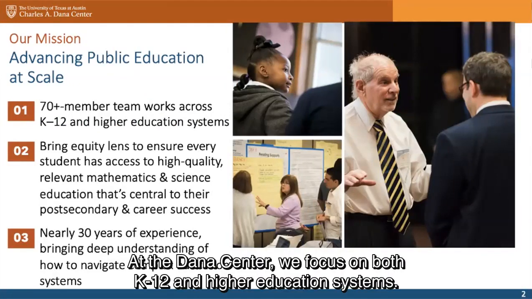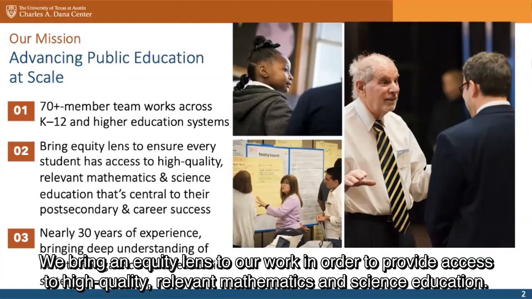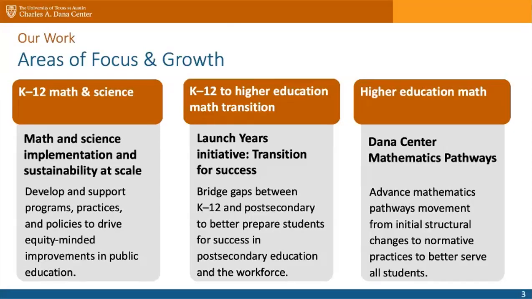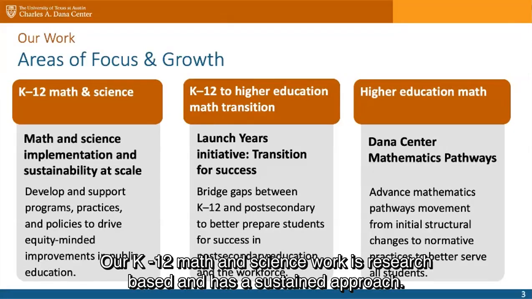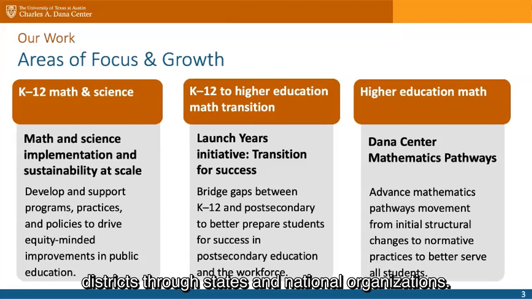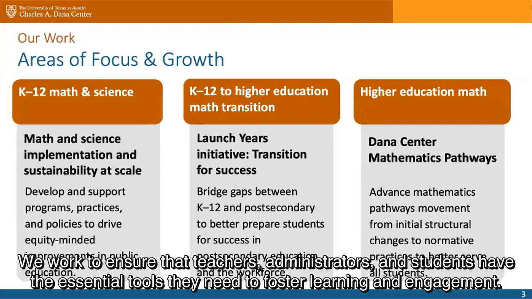At the Dana Center, we focus on both K-12 and higher education systems. We bring an equity lens to our work in order to provide access to high-quality, relevant mathematics and science education. Our K-12 math and science work is research-based and has a sustained approach. We work across all aspects of K-12 education, from classroom, schools, and districts through states and national organizations. We work to ensure that teachers, administrators, and students have the essential tools they need to foster learning and engagement.